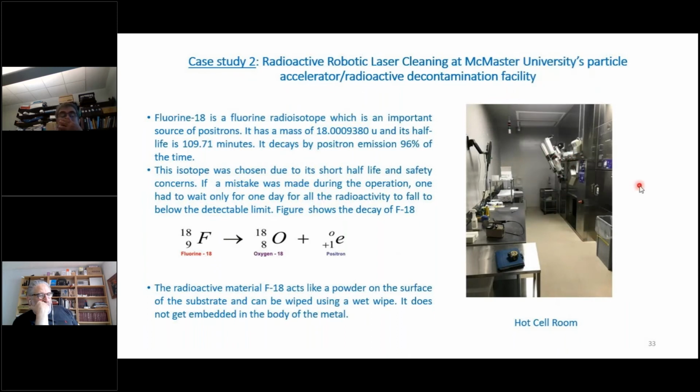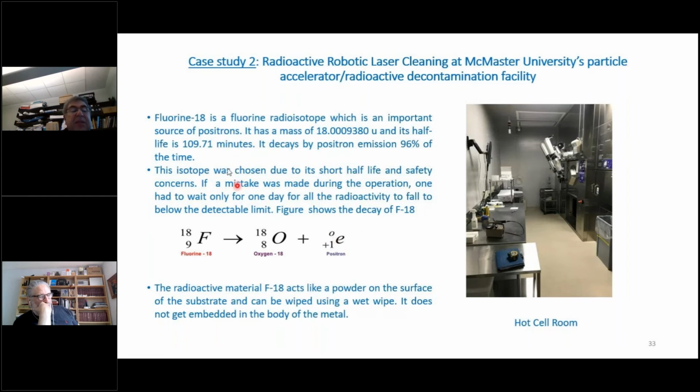So they generated, using their particle accelerator, fluorine-18, which is a short half-life radioactive isotope. Its half-life is only 109 minutes. The reason this isotope was chosen was that if there was a mistake during the operation and a mess was made, you just had to wait for about 24 hours for all of the radioactive material to decay. So there was no need for any worry.